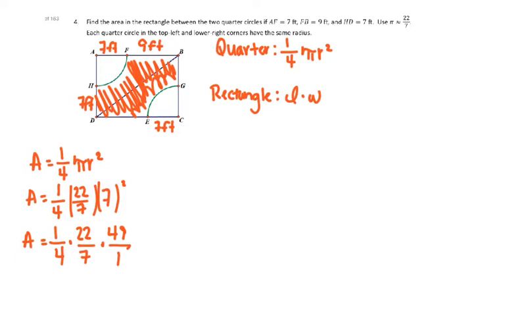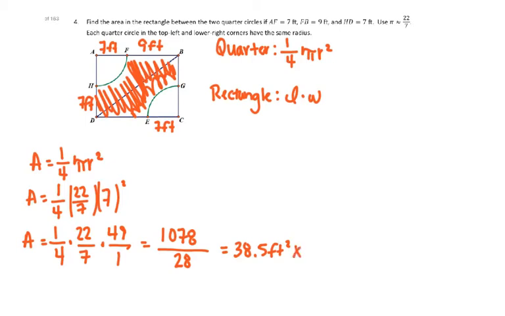So I'm going to multiply 49 by 22, and I get 1,078. And 1,078 times 1 is 1,078. And now 4 times 7 on the bottom times 1 is 28. So I'm interested in seeing how many times 28 goes into 1,078. So 1,078 divided by 28 is equal to 38.5 feet squared. Now remember that's the area of one quarter circle.